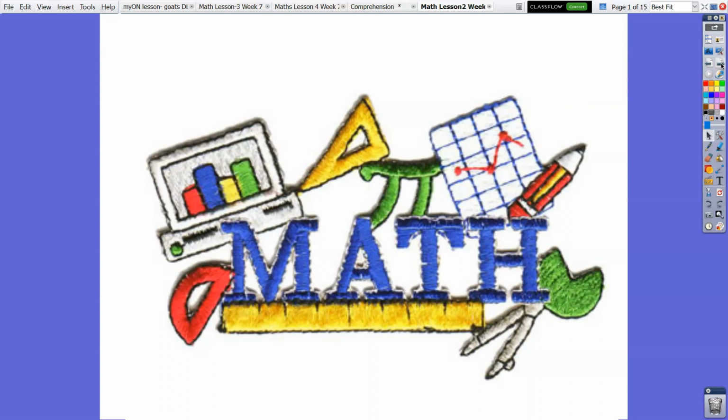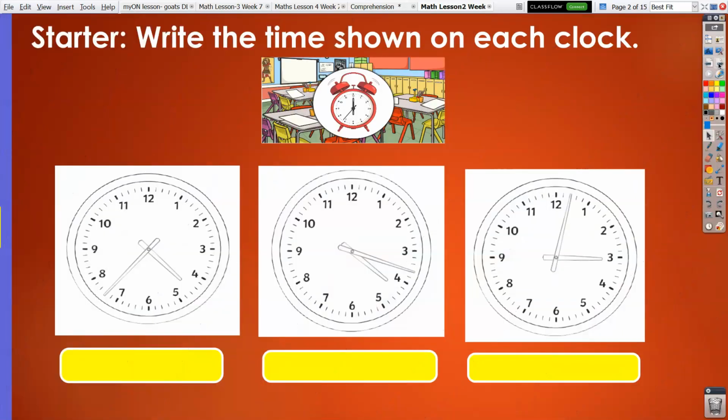Today, we are going to talk about time, or telling time, in the nearest minute. For our starter activity, I would like you to write the time shown on each clock. Pause the video and write your answers.